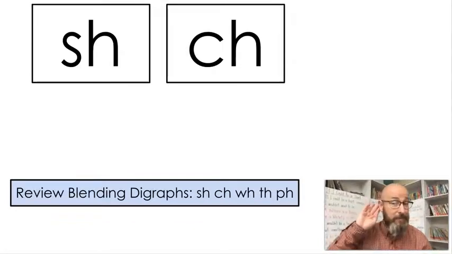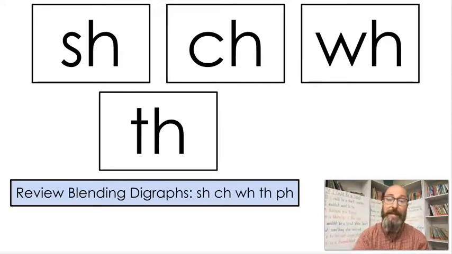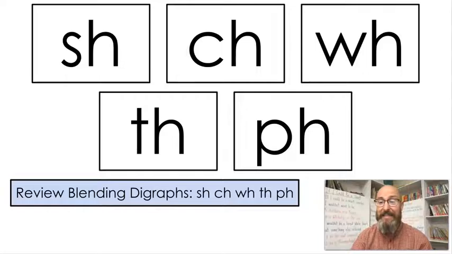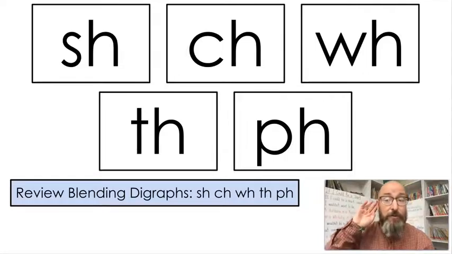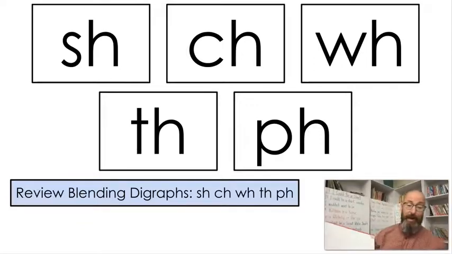CH says ch. WH says w. TH says th or the. It can say both sounds. And PH says f. That's right. Now, digraphs can go at the beginning or the ending of a word. And so we're going to practice blending some with both. But before we do that, we have to practice writing them.